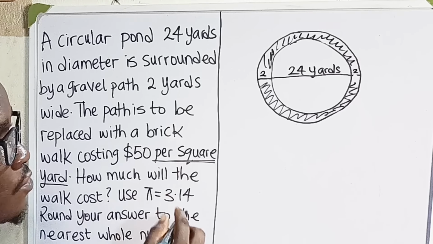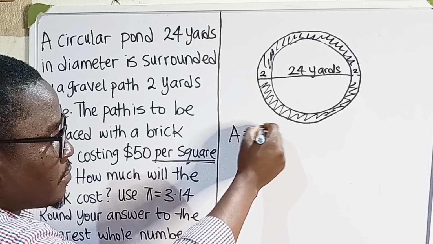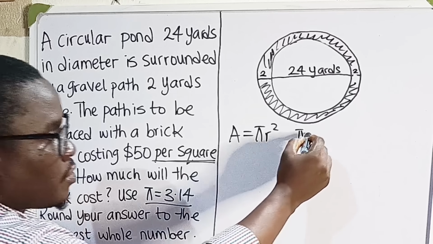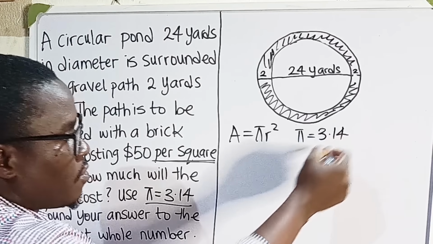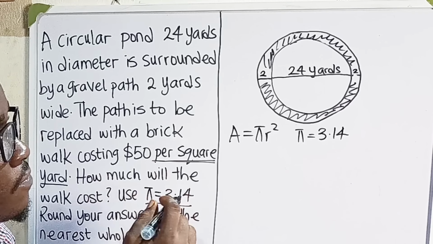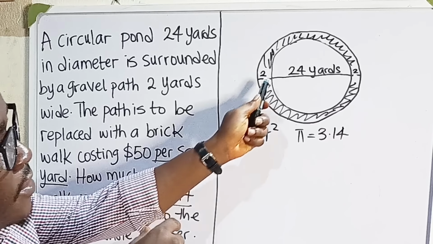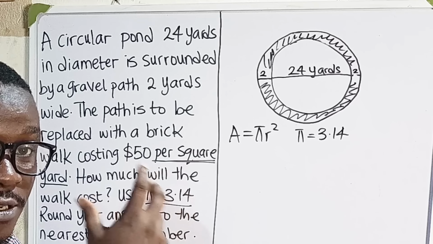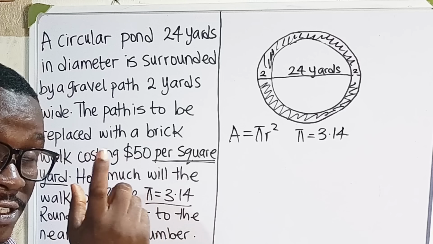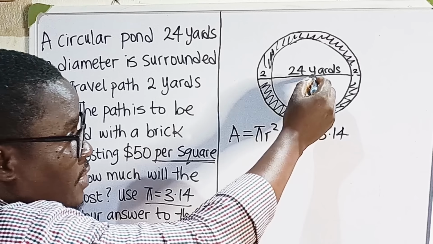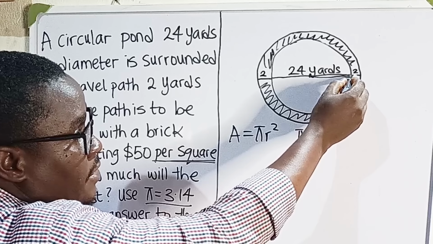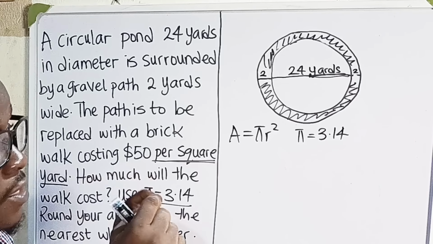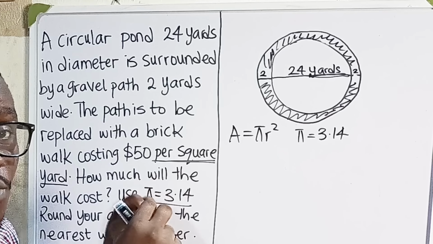So remember, area of the circle is pi r squared. And we know that pi from our equation is 3.14. So let's calculate the area for the smaller circle. We are given the diameter to be 24 yards, but in our formula, we need to calculate using radius. We know that a radius is half of a diameter, because a radius starts from the center to one end. So 2 radius makes 1 diameter. So since the diameter is 24, the radius of the smaller circle is going to be 12.